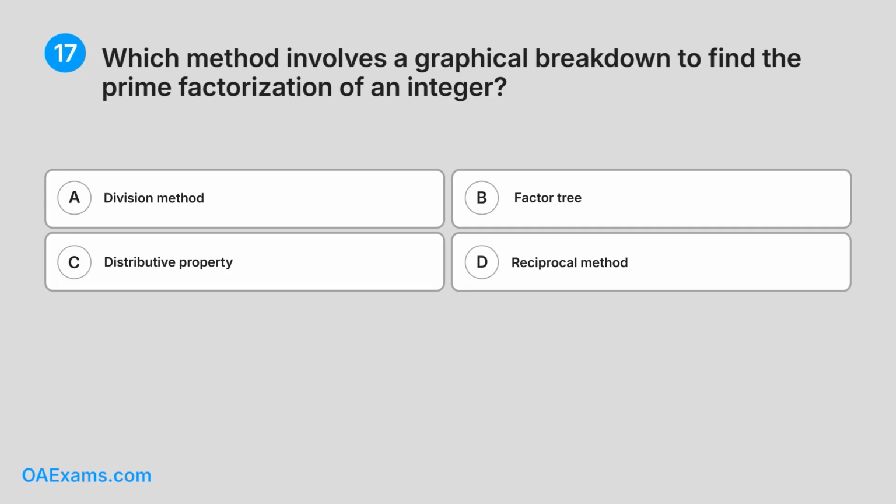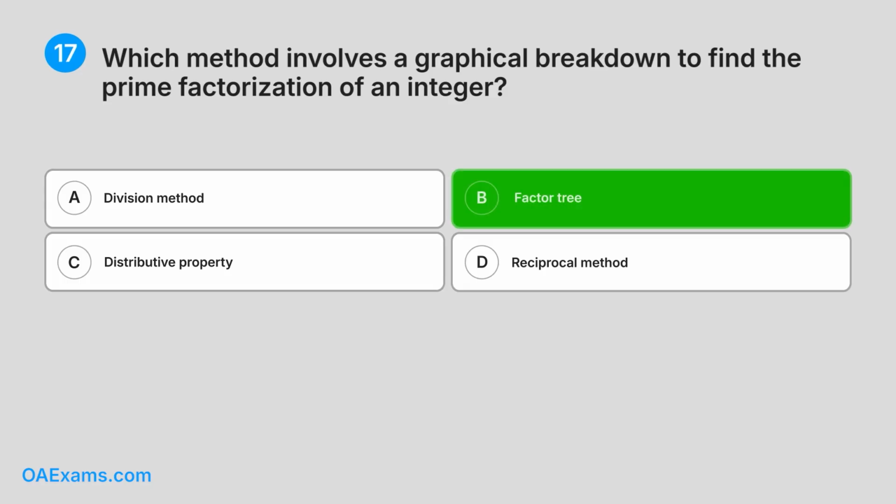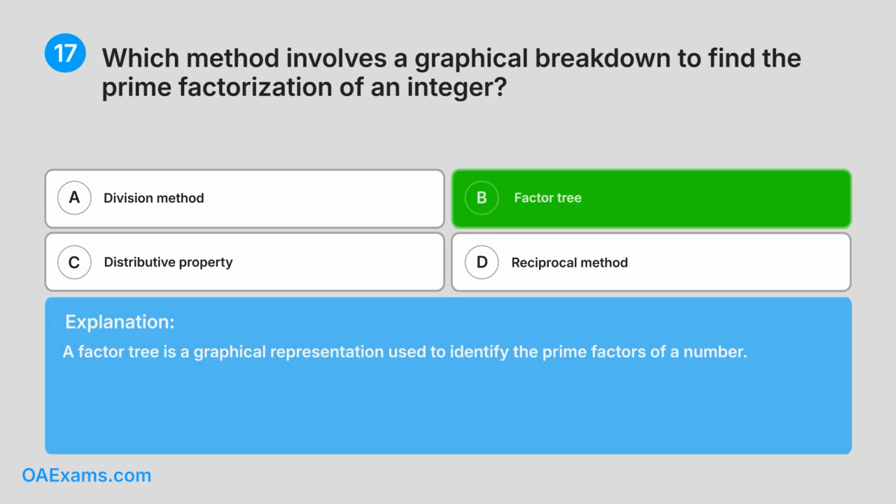Correct answer. B. Factor tree. Explanation. A factor tree is a graphical representation used to identify the prime factors of a number.